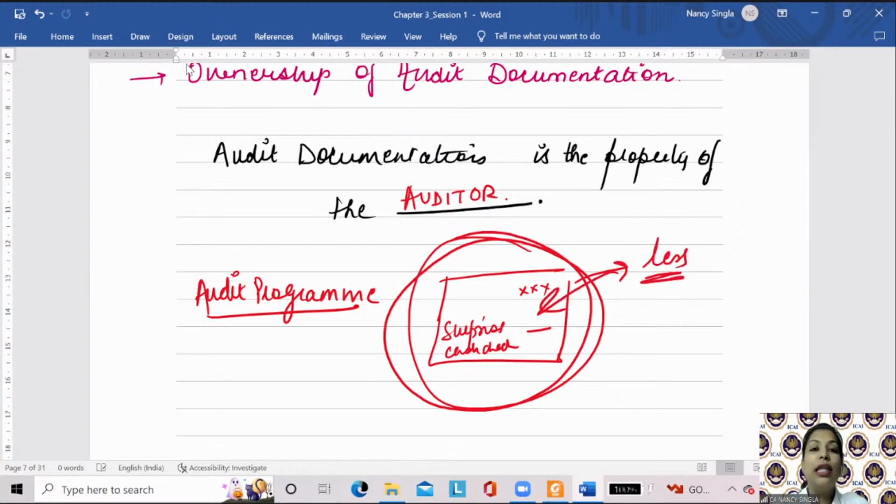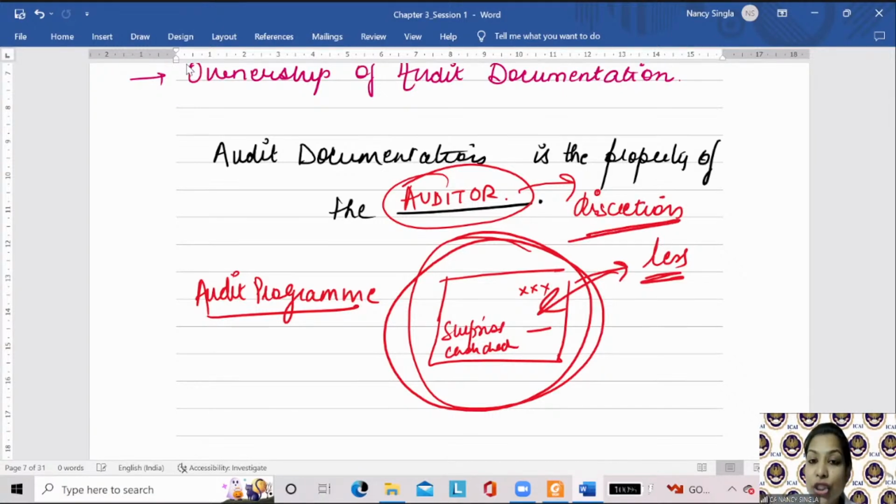Because now the client knows that surprise check of the cash or the inventory or the investments will take place on so and so date. Right? So it should not undermine the validity of the work performed. समझ आया? Clear? So it is the property of the auditor, and the auditor may at his own discretion, that is his own choice, make portions or extracts available from the documentation to the client.